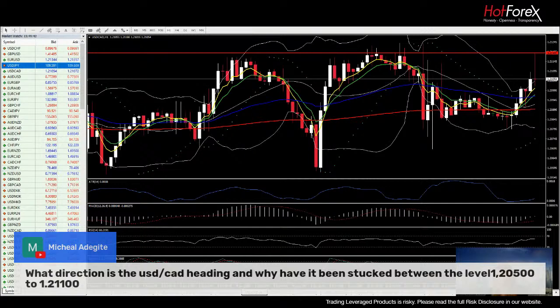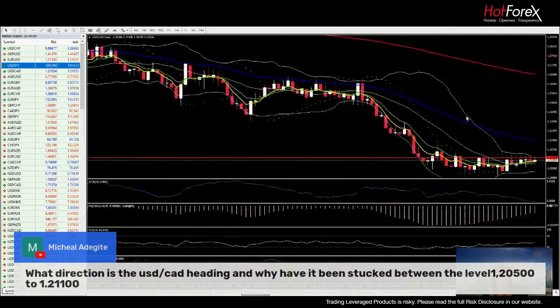So yeah, what was the question? I forgot the question. What direction is dollar CAD heading, and why has it been stuck between 120.50 and 121.10? Okay, everything has been stuck, and that was due to the risk situation, the uncertainty, and everything that we have just discussed. But it is what it is. What you can do is just be patient.